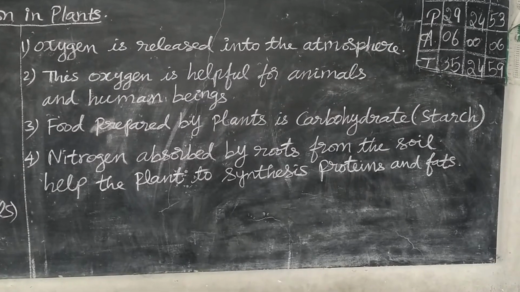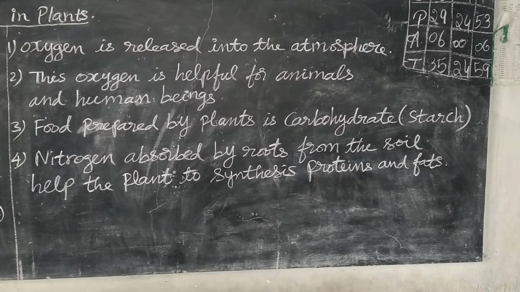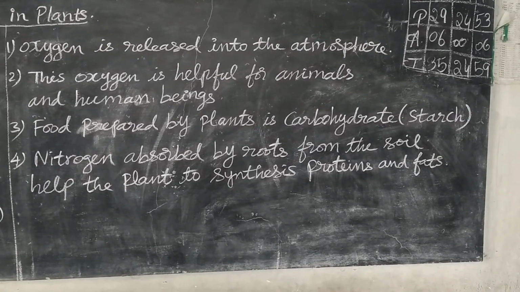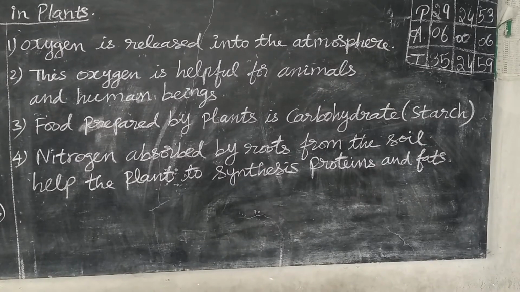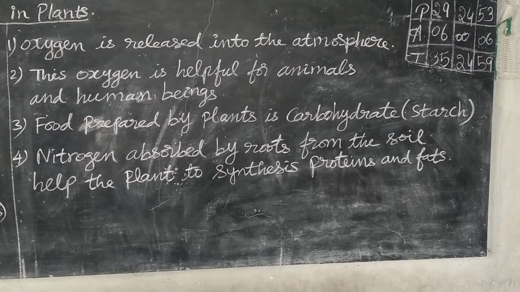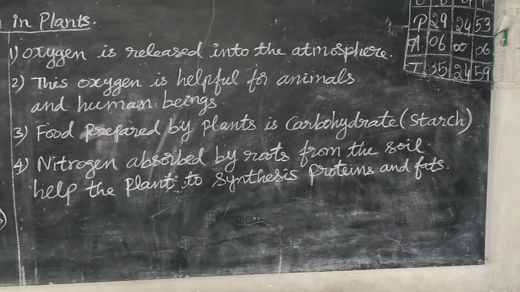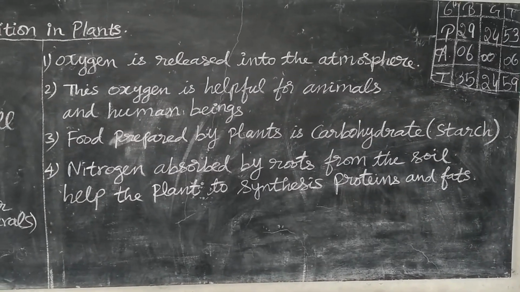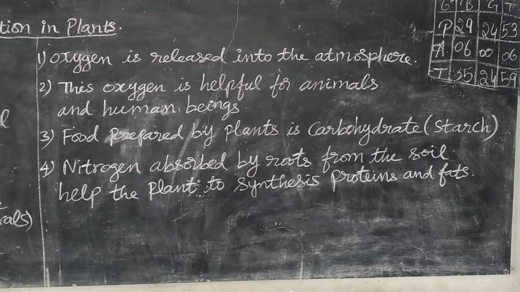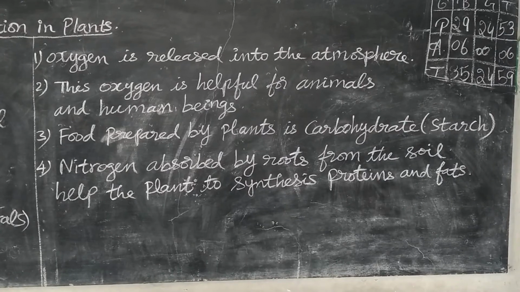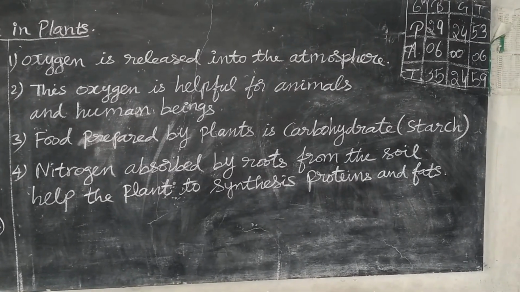And with the help of this nitrogen, plants synthesize proteins and fats. Proteins mainly contain nitrogen. So they use this nitrogen and they synthesize proteins and fats also. This is all about how plants prepare food. Carbohydrate is the main food that the plants prepare. That is also called starch.